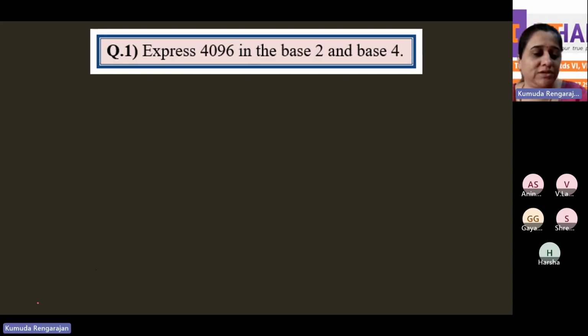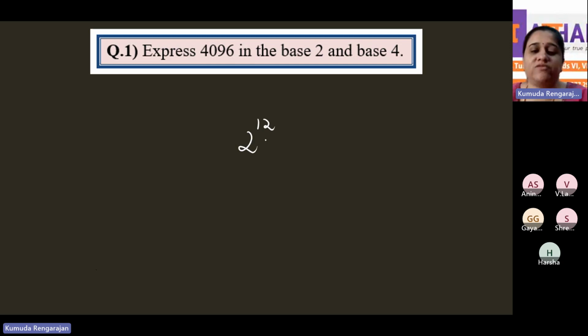Yeah, final answer, please. Ma'am, I didn't get it with base 4, but with base 2, I got 2 raised to the power 12, ma'am. And 4 raised to the power 6, ma'am. Correct. 4 raised to the power 6.